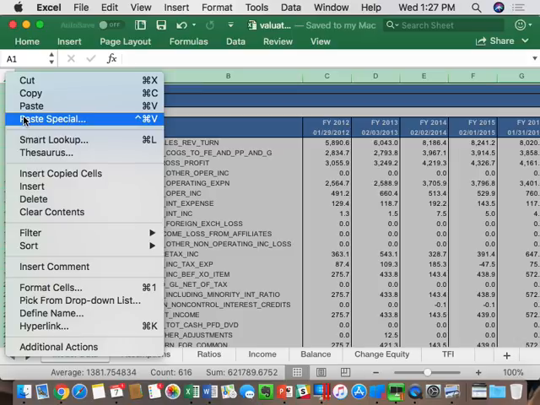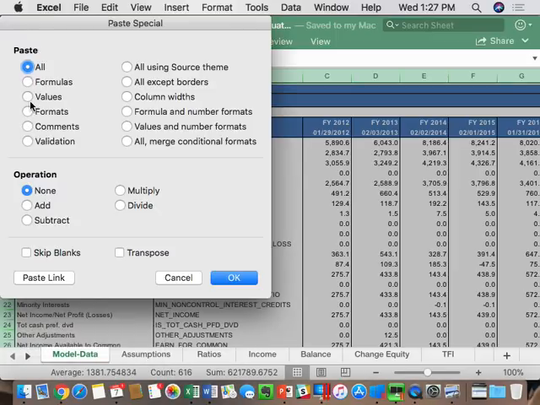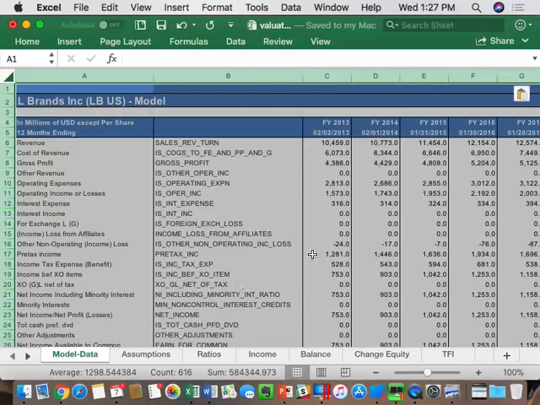Because if you paste, it'll make references to that other model. And every time you open the spreadsheet, it'll say, where's this LB data file? Okay, and it'll just cause you angst. So what you want is paste special values, which means just paste the numbers. Hit OK. So when you copy across spreadsheets, paste special values, just the numbers. Now, row by row, everything's been updated for L Brands.